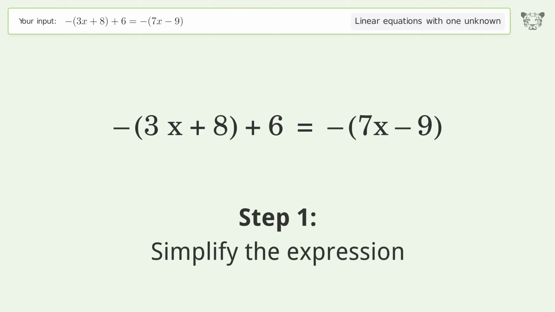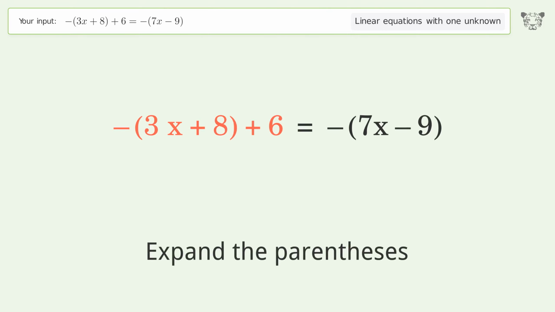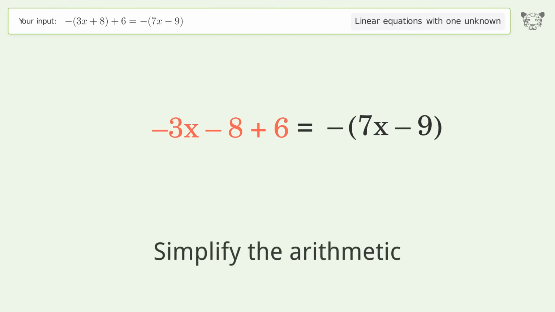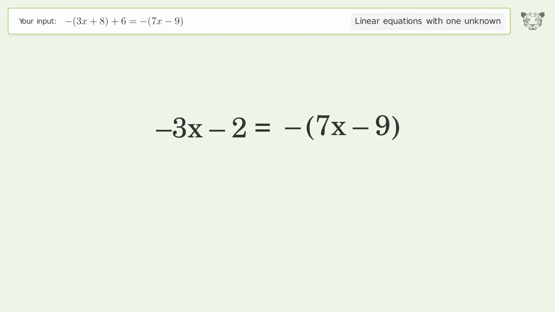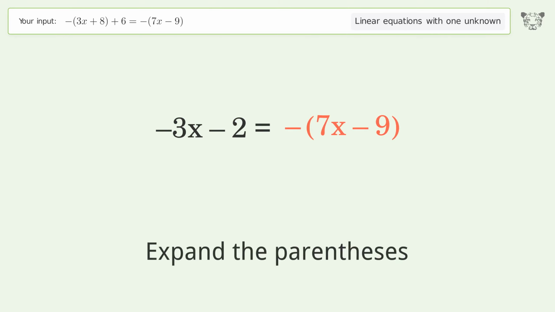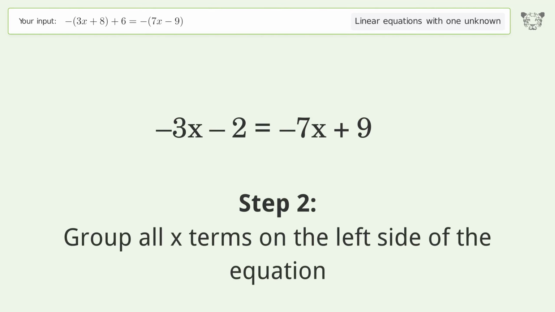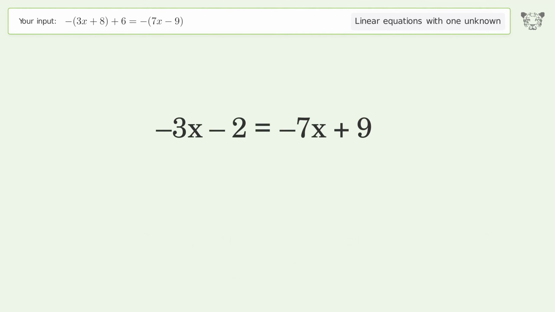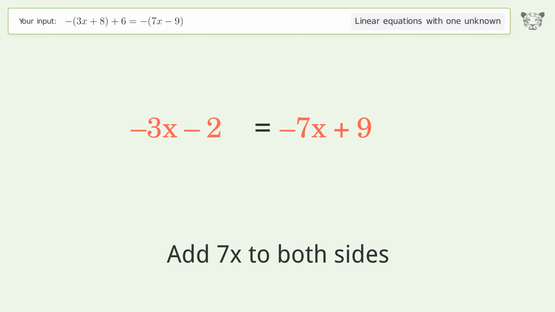Simplify the expression. Expand the parentheses. Simplify the arithmetic. Expand the parentheses. Group all x terms on the left side of the equation. Add 7x to both sides.